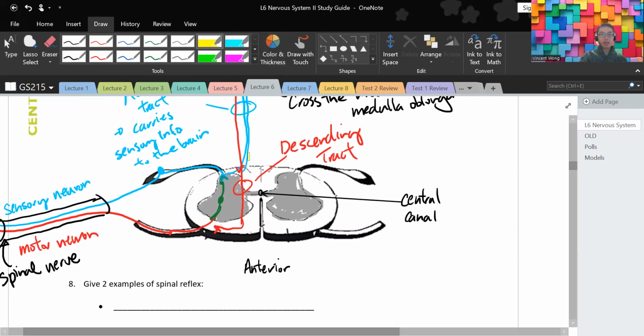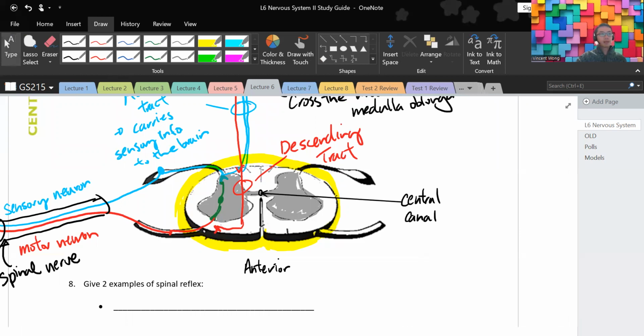Of course, you can't really see it here, but this whole thing is going to be surrounded by the meninges, right? Which is what I'm trying to draw here. The whole thing's going to be surrounded by the meninges: the pia mater, arachnoid mater, and the dura mater. Okay.